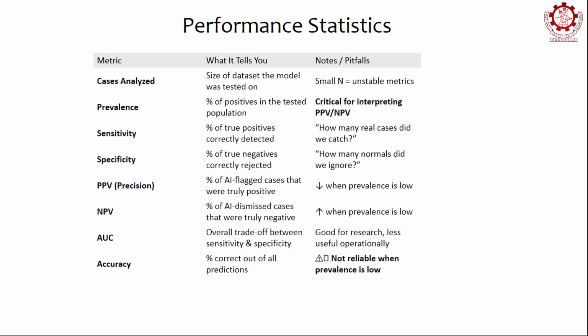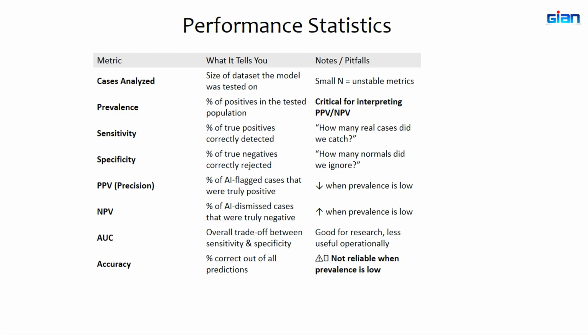So the number of cases analyzed, what is the data set size that the model was trained on, prevalence. So sometimes what happens is you have a lot of class imbalance. We'll cover that in the next slide. What's the sensitivity, which is the percentage of true positive cases correctly detected. What's the specificity, which is the number of true negatives that is correctly rejected. What is the positive predictive value, negative predictive value.